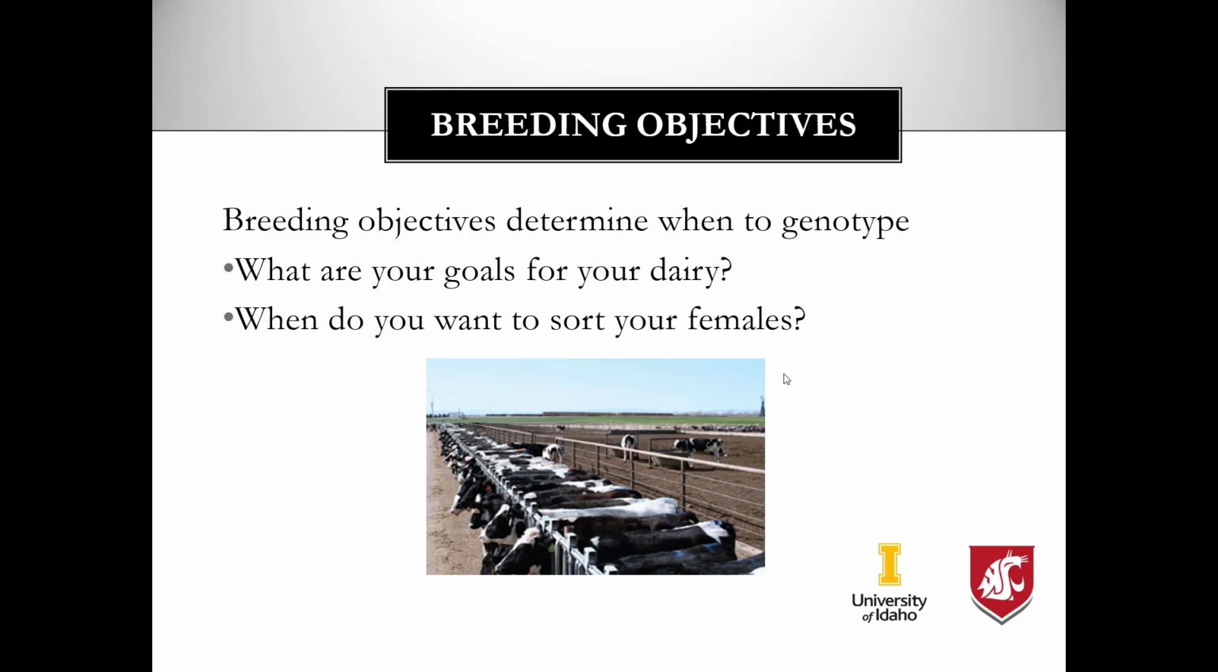If you sort your females from those that you're going to keep and those you're going to cull at a very early stage, you would probably want to do your genotyping early. If you do not sort your animals very early, you might want to genotype later and identify those animals that are more disease resistant in your management system.